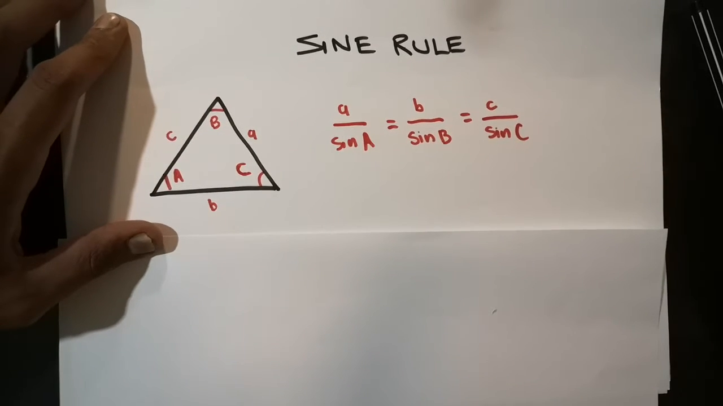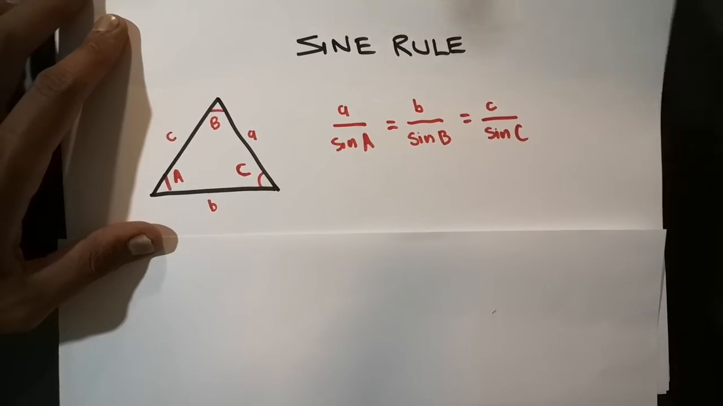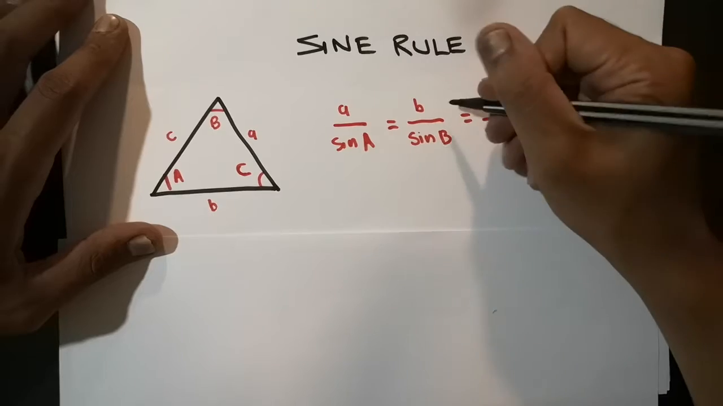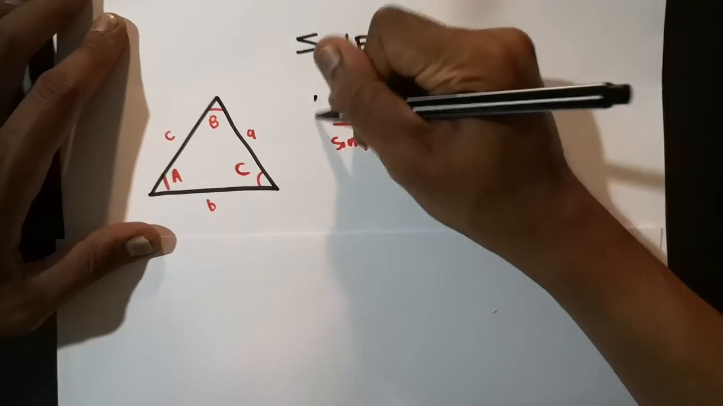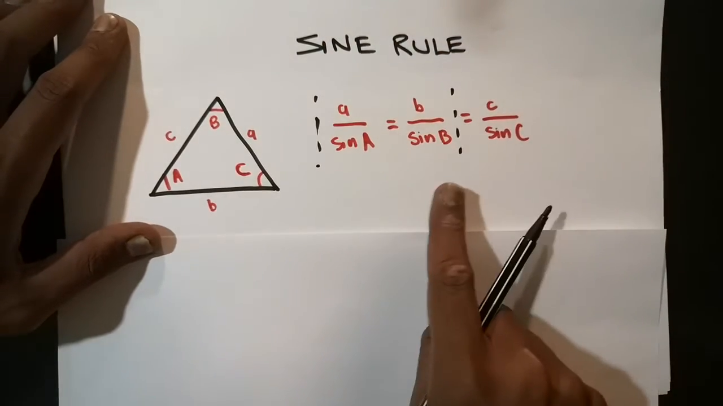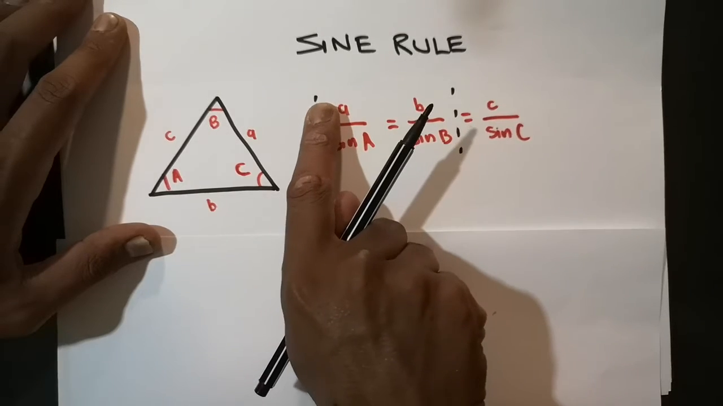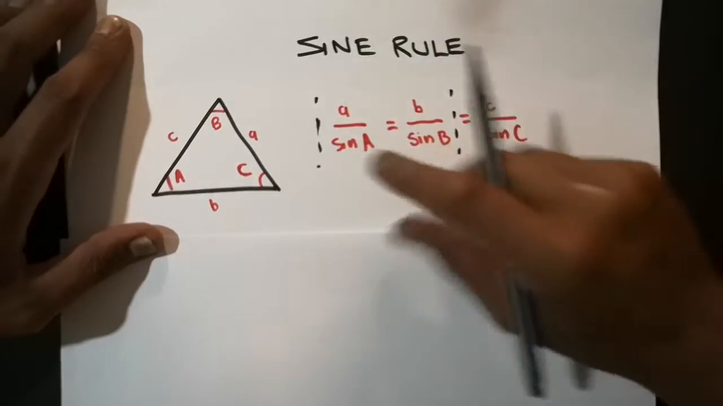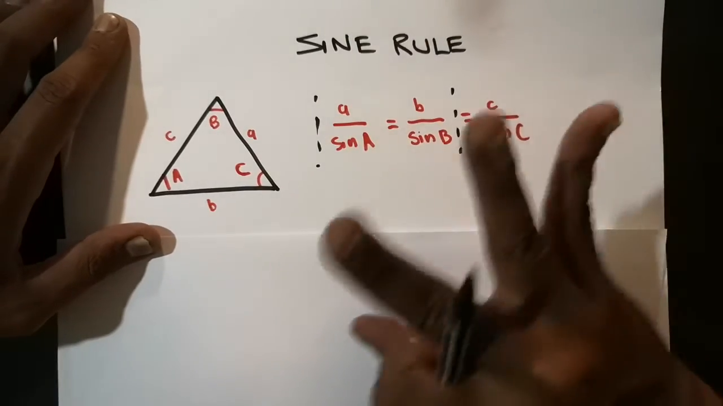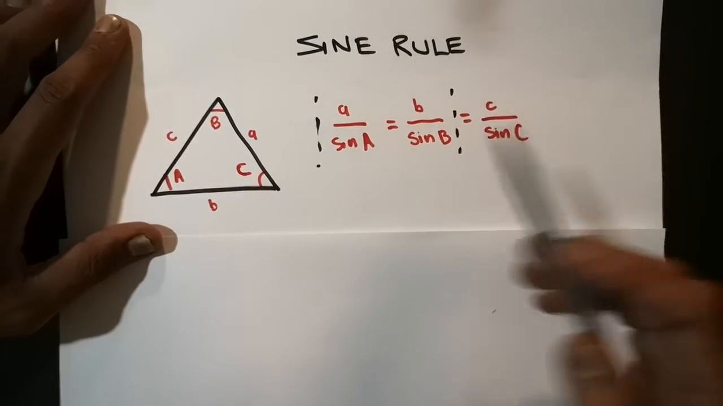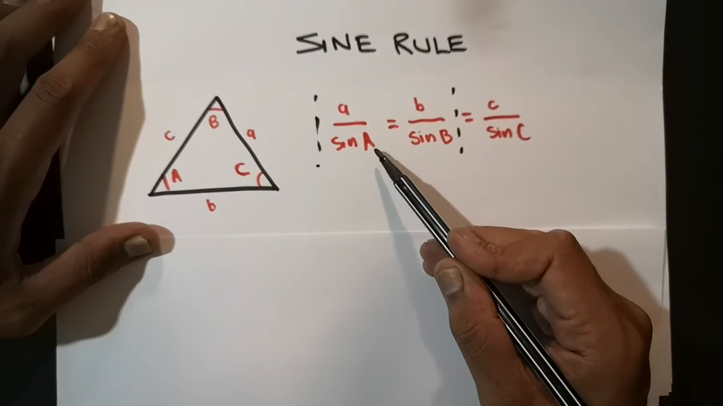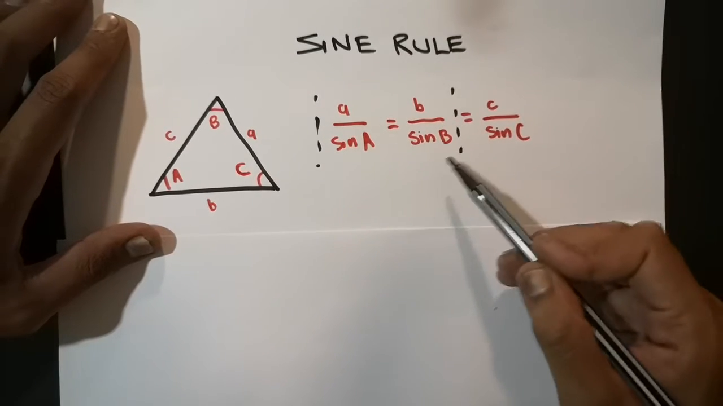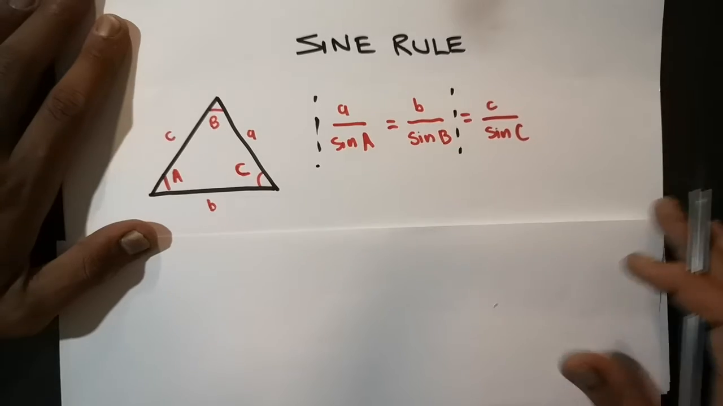Okay, so let's say I'm using these two. When I'm using these two, if I want to find a, I must make sure that I have 3 knowns. I cannot have 2 unknowns in a single equation. I must have 3 of them. If I want to find angle A, I must make sure I have the small a, small b, and angle B. And then I can proceed.